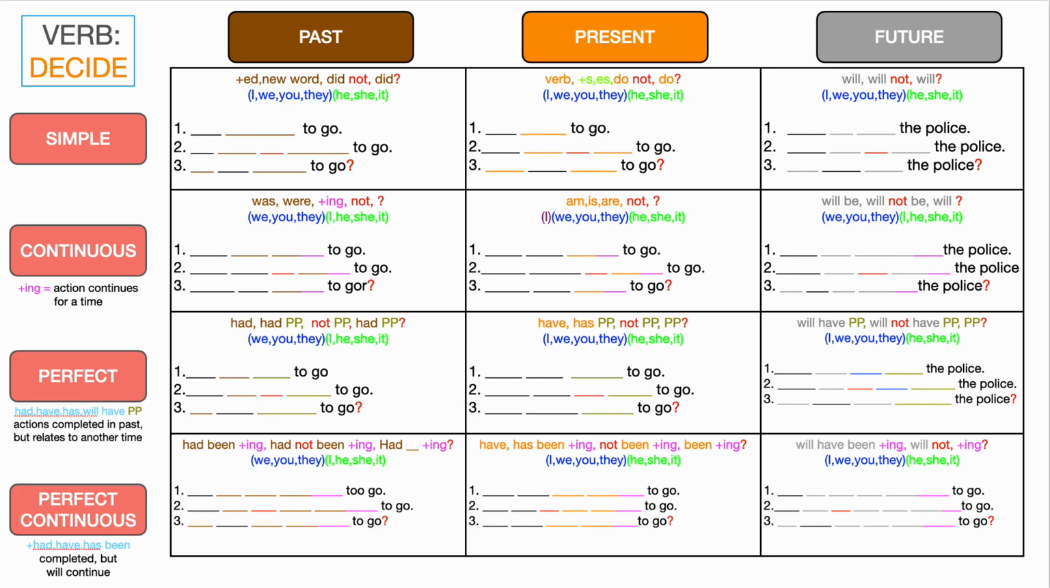Lesson 4, page 47. Now we get to take the verb decide and use it in every kind of sentence, in every tense. So let's look at the first row. These are the simple sentences: past, present, future. We'll look at this one first.